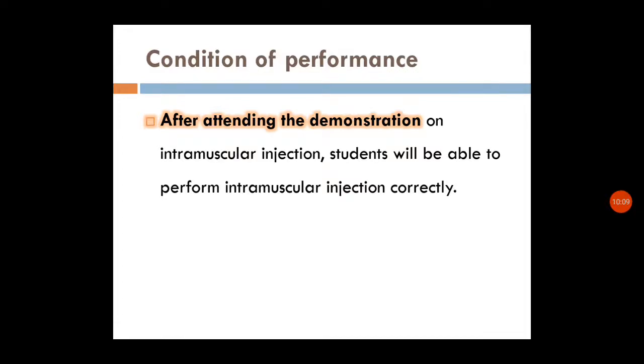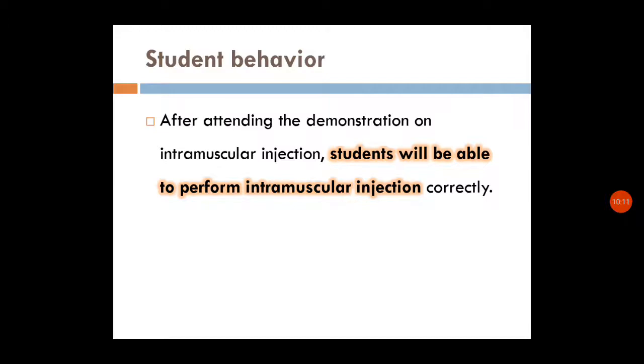So the second is student behavior. What student behavior we are expecting is: student will be able to perform intramuscular injection. That is the behavior we are expecting from the student. So the student will be doing that particular procedure, will be able to perform. This verb perform and others we take from the action verbs given in the psychomotor domain of Bloom's taxonomy. That is the second component.